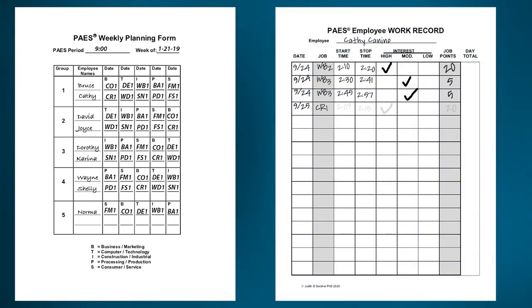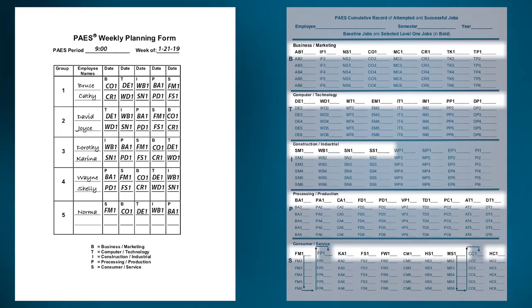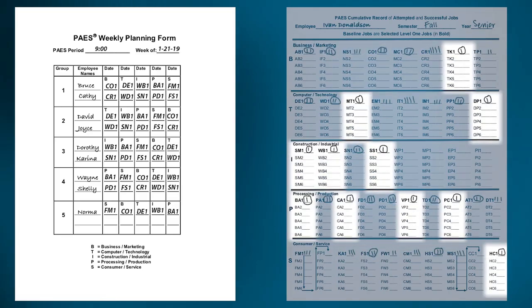Once any employee completes their job, simply refer to your weekly planning form and assign them a new job in the same component. Remember to assign jobs from the baseline assessment. If the employee has already completed the baseline assessment, assign them jobs in their units of strength.